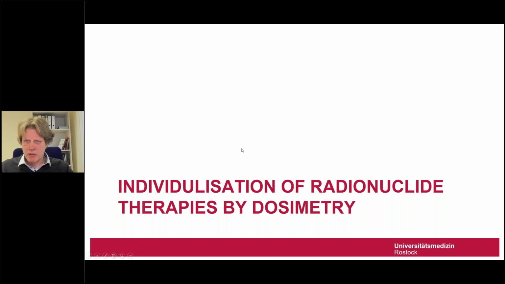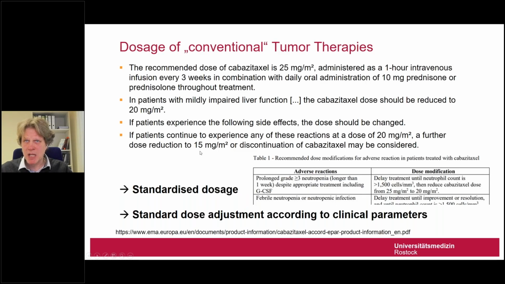So what about the individualization of radionuclide therapies, of new radionuclide therapies like Lutathera or Pluvicto by means of dosimetry? Well, let's start with how non-radioactive medical products are dosed. Let's take a brief look using cabazitaxel as an example, which is indicated for the treatment of metastatic castration-resistant prostate cancer, mainly following docetaxel-based treatments.